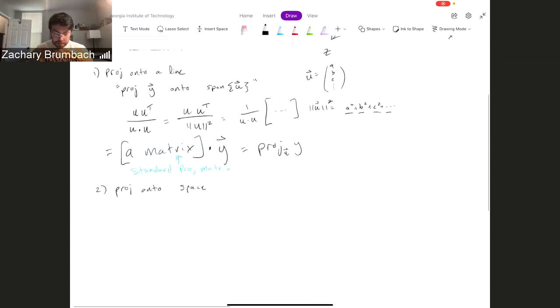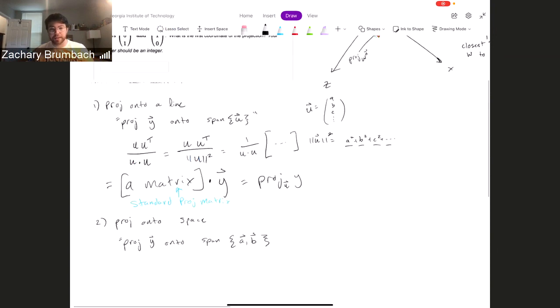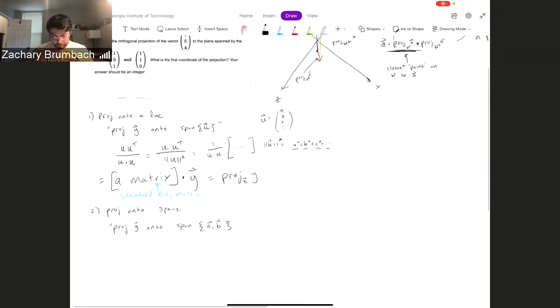All right, so projection on a space. Say that the projection of y onto span of A and B, okay? I'll just say it's 2 vectors in this case, all right? Because 2 vectors make a plane. It could be bigger, but that's kind of a headache to think about in terms of space stuff, right?